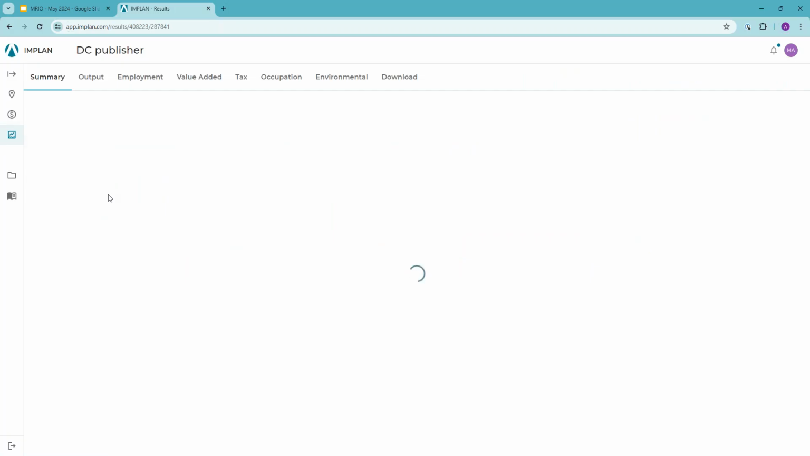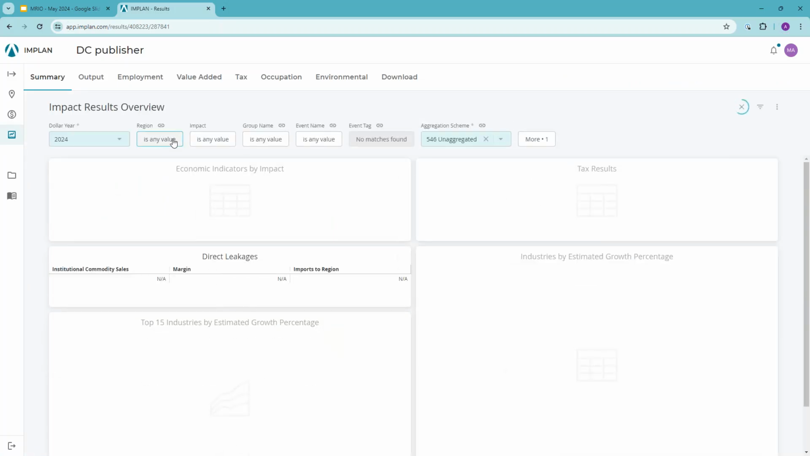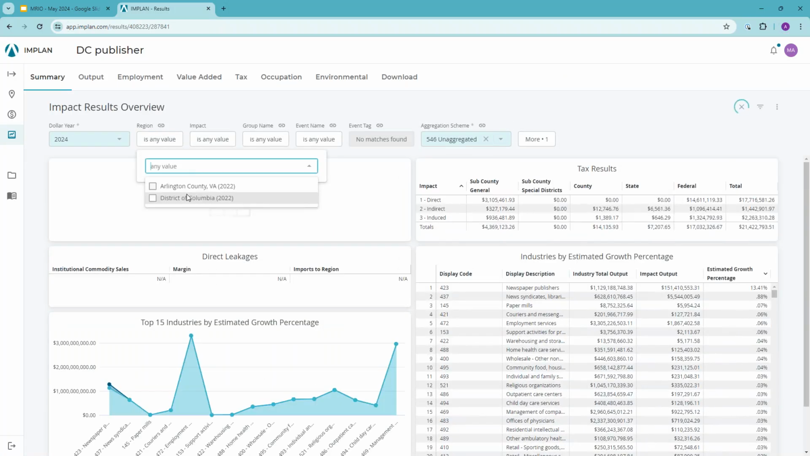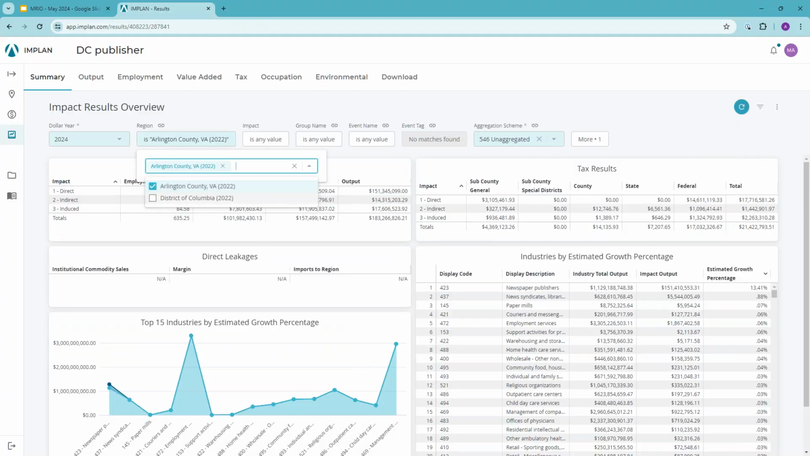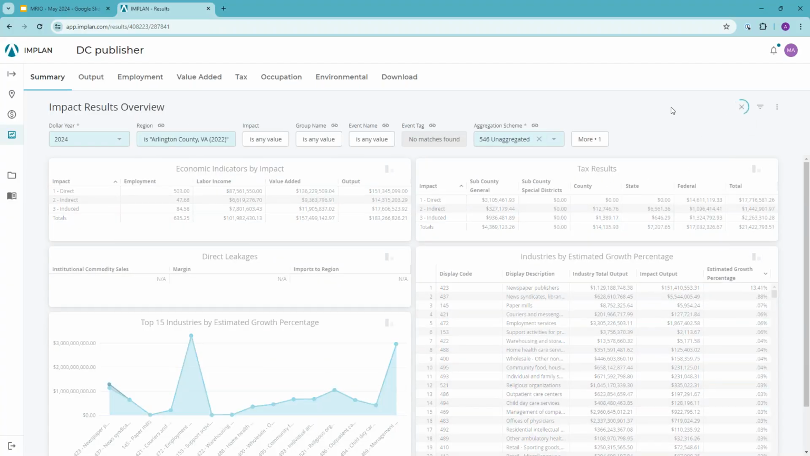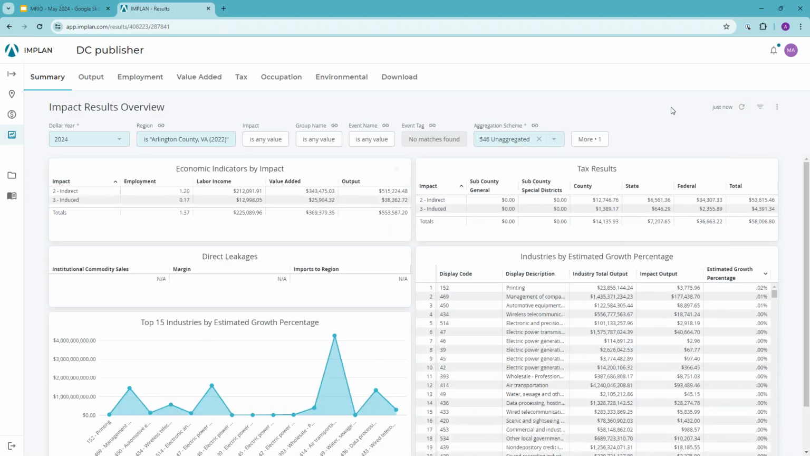So in this case, if we wanted to see, again, the effects of this one event on Arlington, even though it took place in DC, we can use our region filter to see the indirect and induced effects from the newspaper publisher in DC on Arlington.